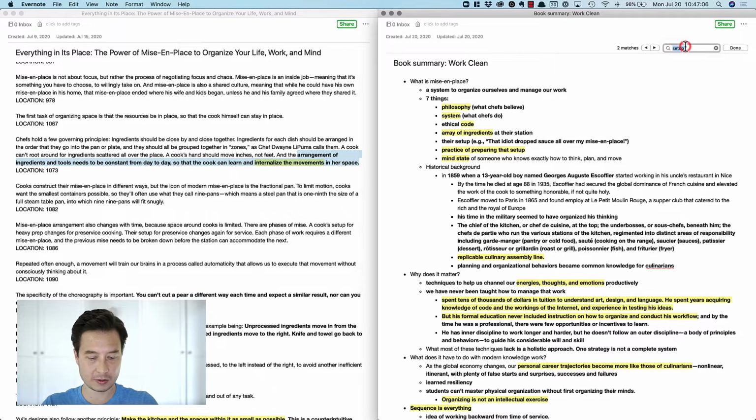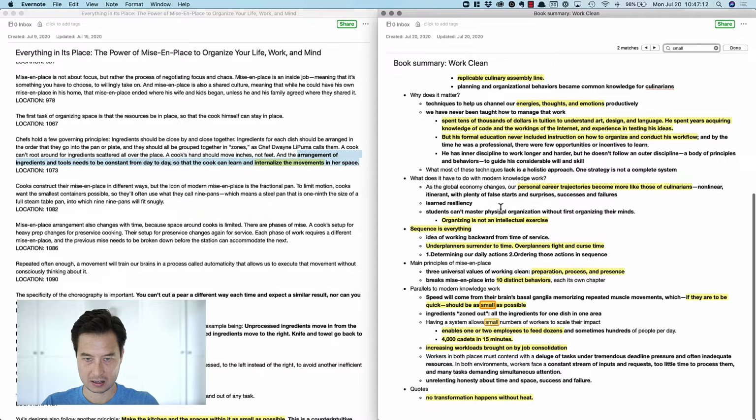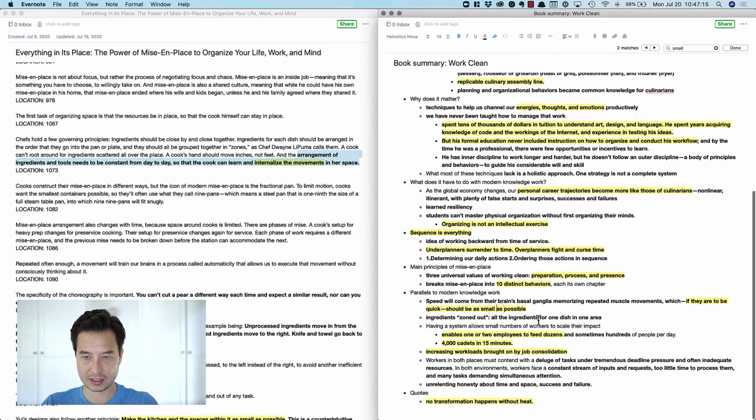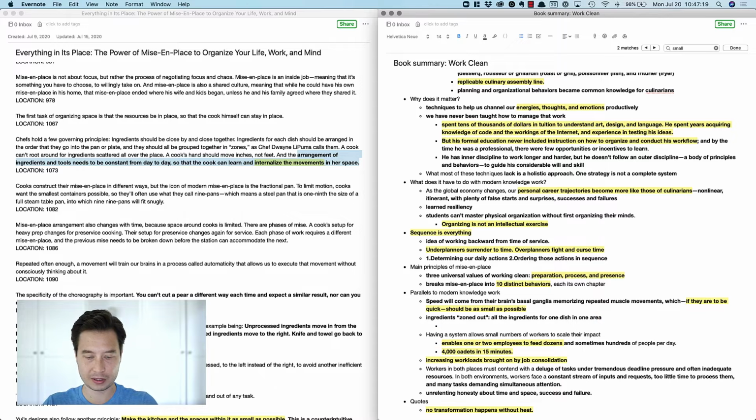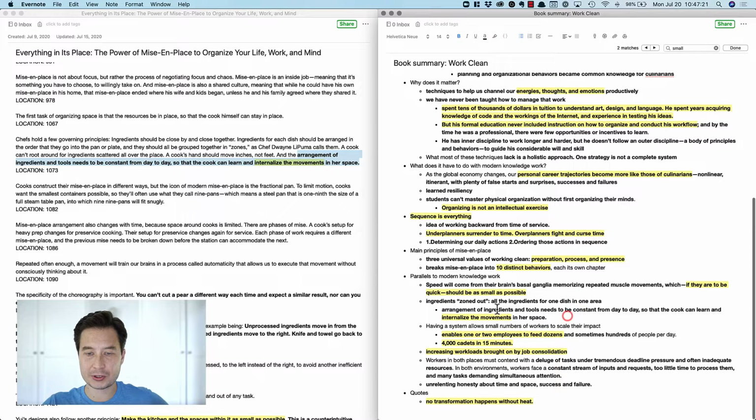Oh, actually, there was a line about slow. Oh, I thought it was small. Okay, this is what I was thinking of. All the ingredients for one dish in one area, right? So I'm going to put this as a supporting point. It's really interesting because I originally searched for arrangement, but the word doesn't appear in this piece, though it's kind of implied in this point. All the ingredients for one dish in one area, that's arrangement.